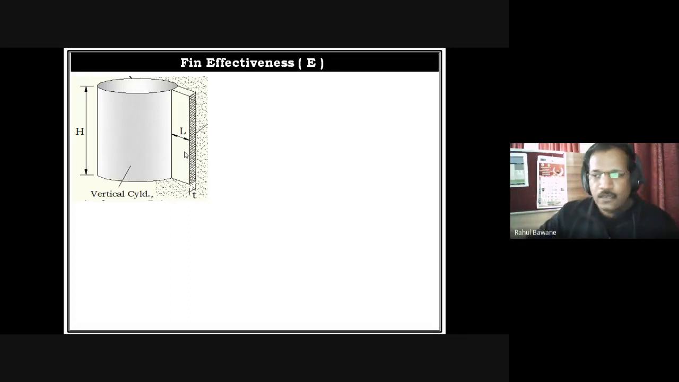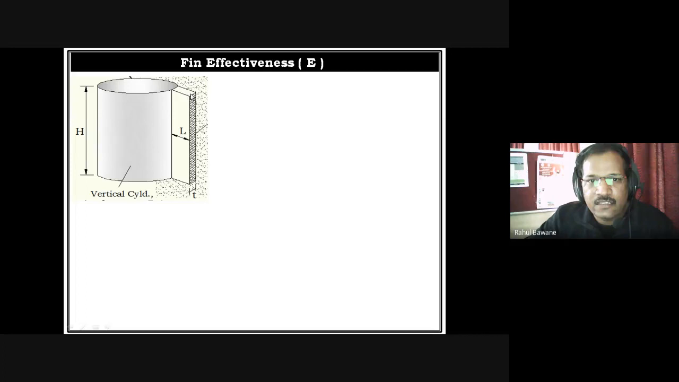Now by adding this fin, what happened? We are increasing surface area, so convection resistance will be reduced, and conduction resistance will increase, because now heat has to travel through this thickness of fin also. Previously the heat conduction path was up to the radius. Now it is added by the length L of this fin. So heat transfer resistance by conduction will be increased.